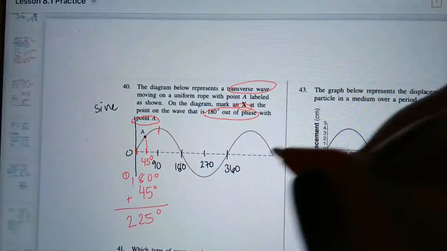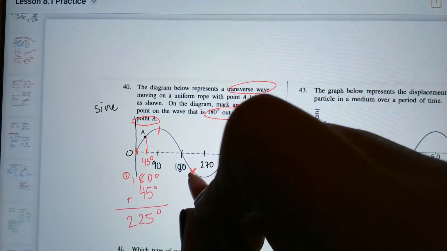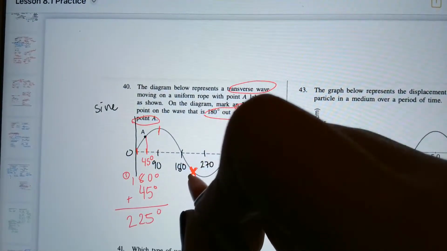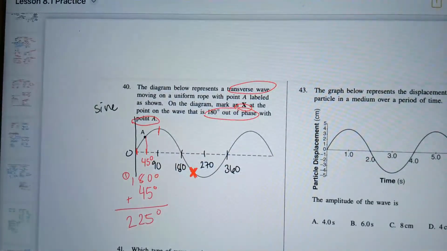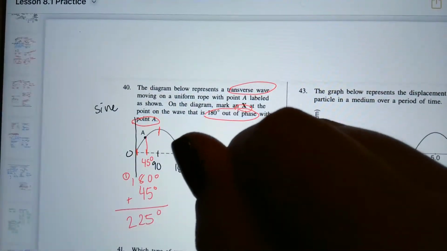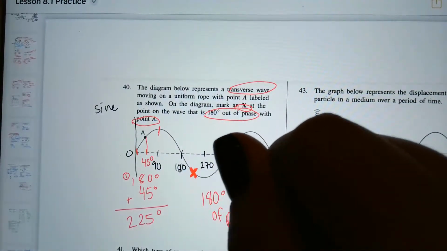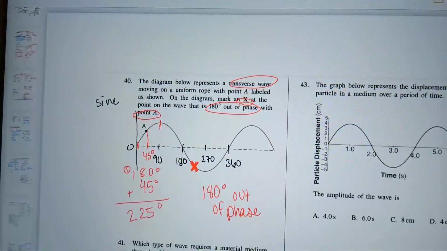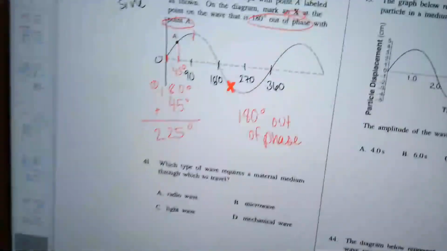So 225 shouldn't be right next to 270. It should kind of be in the middle, right here. So this is where my X would go. From point A to point X, that's 180 degrees out of phase. Okay? Like I said, if you break it up into these increments of angles, 90, 180, 270, 360, it makes your life really, really easy.